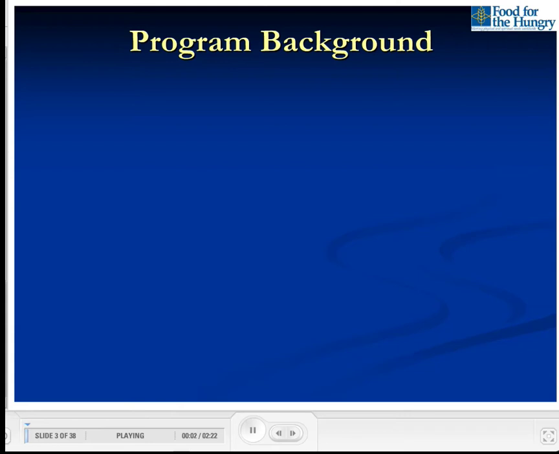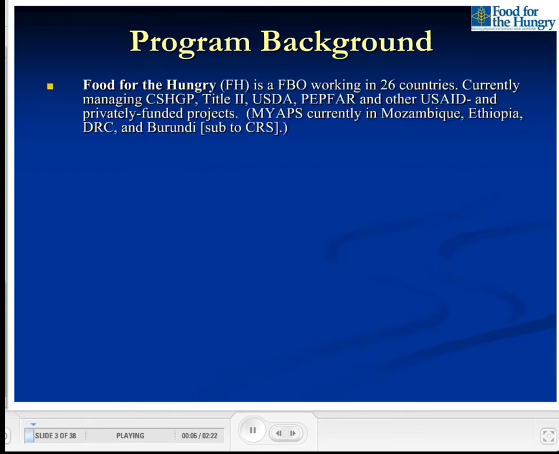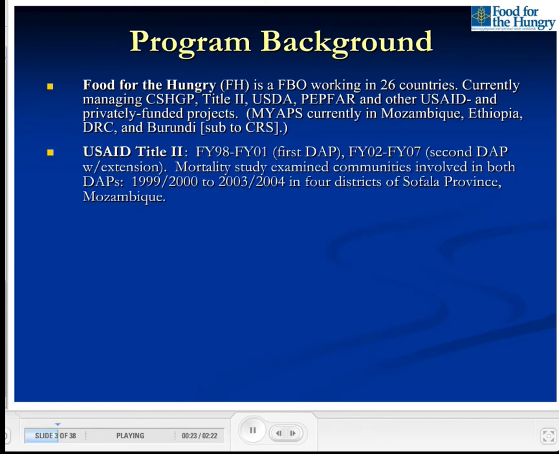Let me give you some information on the program background for this particular project. This project was done by Food for the Hungry. We're a nonprofit, faith-based PVO working in 26 of the poorest countries since 1971. We're currently managing Child Survival and Health Grants Program, Title II, USDA, PEPFAR, and a few other USAID-funded type projects. This project was a USAID Title II project that went from 1998 to 2001 for the first DAP, and from 2002 to 2007 during the second DAP.